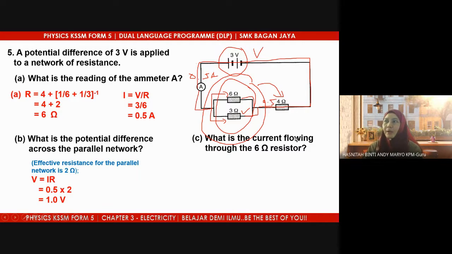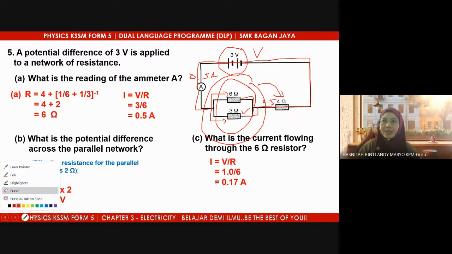C. What is the current flow through the 6 ohm resistor? How to find it? As in the previous question, you can use this formula. The current flow through the 6 ohm resistor is the voltage in this junction divided by the resistor. So it will give you 0.17. Okay, so from 0.5, 0.17 flows through the 6 ohm resistor, which means how much flows through the 3 ohm resistor? How to find it?